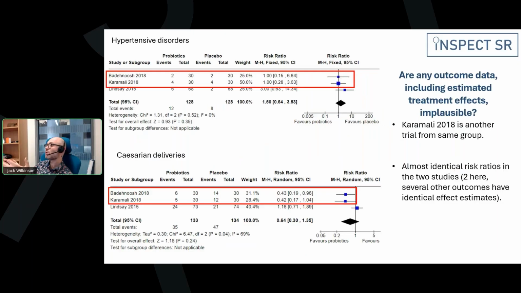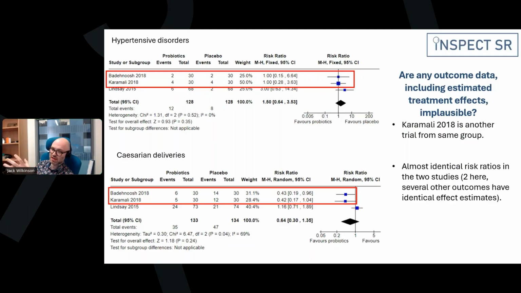Another check: are any outcome data, including estimated treatment effects, implausible? So now I'm going to tell you that the second trial in these plots is another trial from the same group. And you can see that there are basically identical results in the two supposedly different trials from the same group. The same is true for some of the other things they looked at that I've not shown here. Even though these are trials in the same population of the same treatment, it's really unlikely that you'll get the exact same point estimates in different studies. We have too much noise in health, so that looks problematic as well.